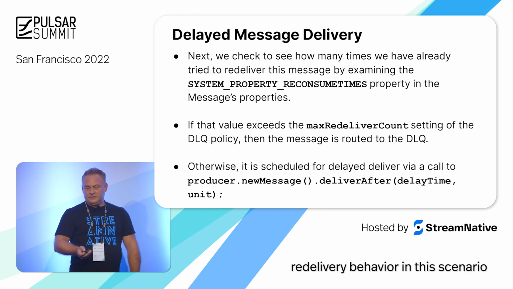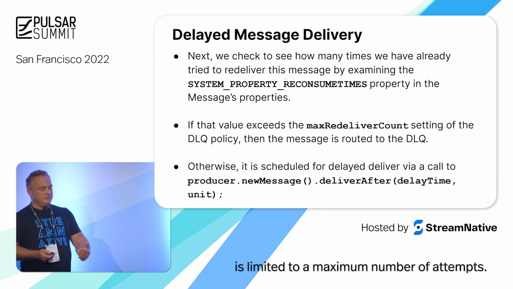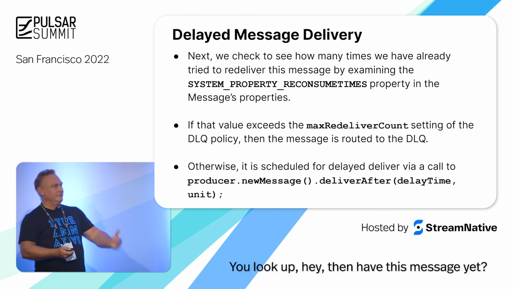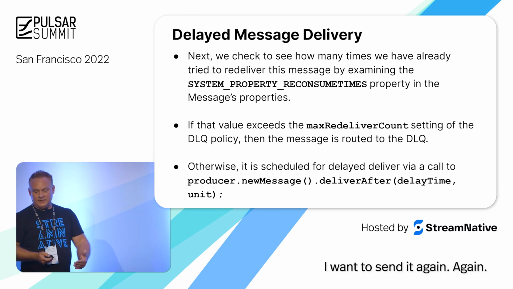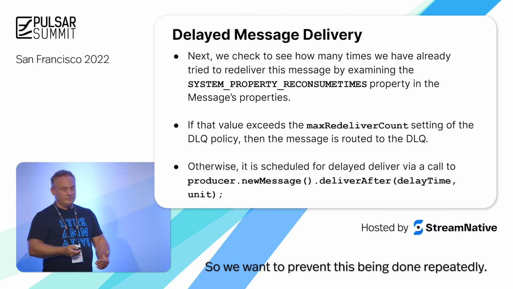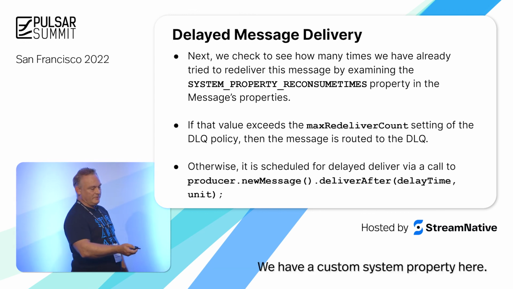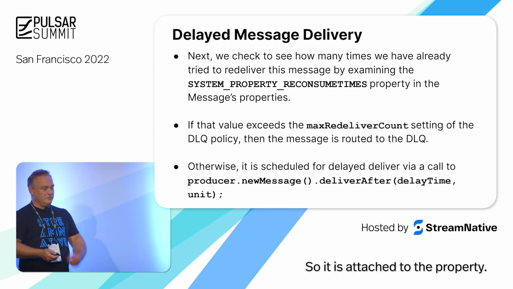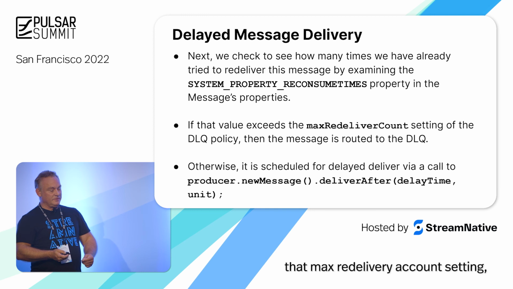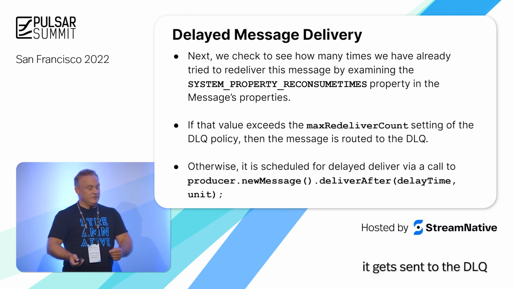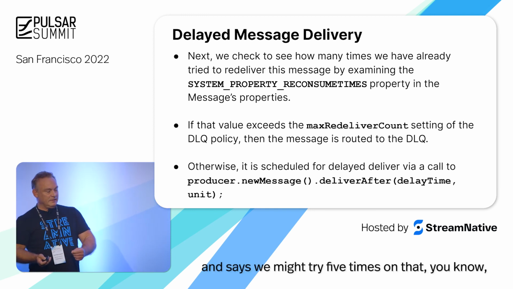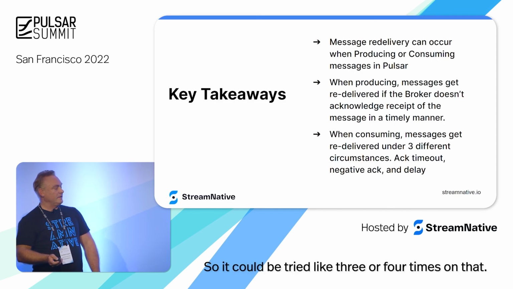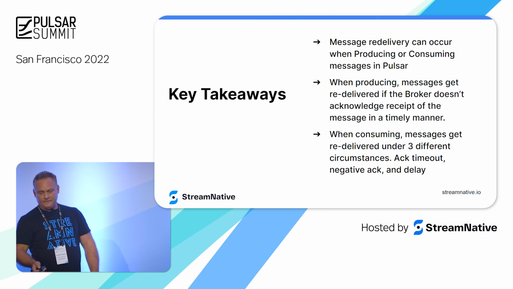Once that's done, the redelivery behavior in this scenario is limited to a maximum number of attempts. We don't want this going on forever. So it comes through the code, you look up, hey, didn't have this message yet. I want to send it again and again. So we want to prevent this from being done repeatedly. We have a custom system property here. We annotate it every time we send it in there. We take it out, we increment it, we put it back in there. So it's attached to the property. Once it exceeds that max redelivery count setting, it gets sent to the DL queue instead. So we might try 5 times on that. Otherwise, we're just going to keep trying to send it over and over again. So it could be tried like 3 or 4 times on that.